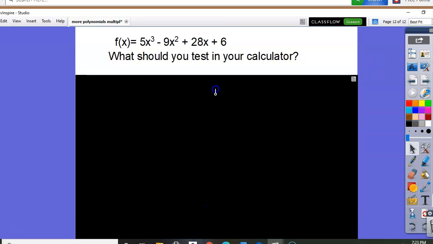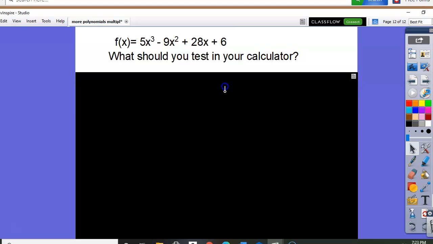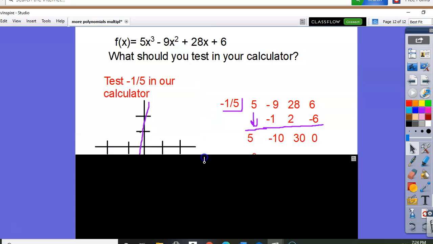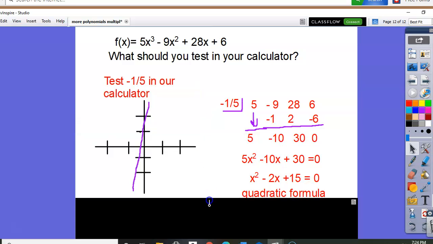All right, so what should we test in our calculator? Go ahead and type that into your calculator. Pause it if you need to. All right, so your graph, and I made a little rough one over here, should look something like this. If you notice, we have a 0 or an x-intercept right here, just to the left of 0, so I know that it's going to have to be a negative.